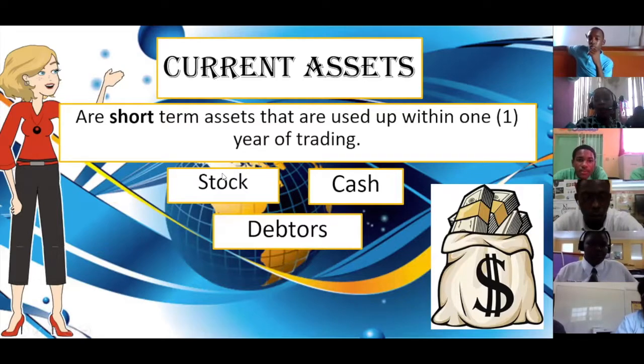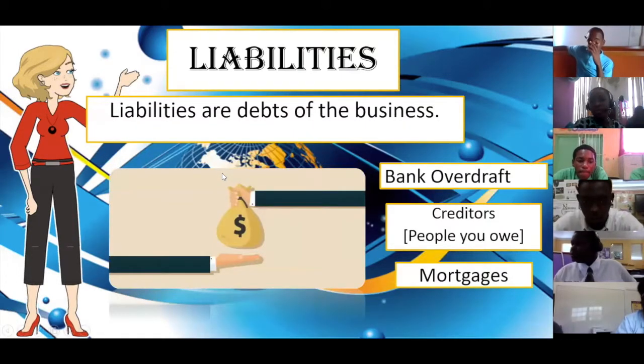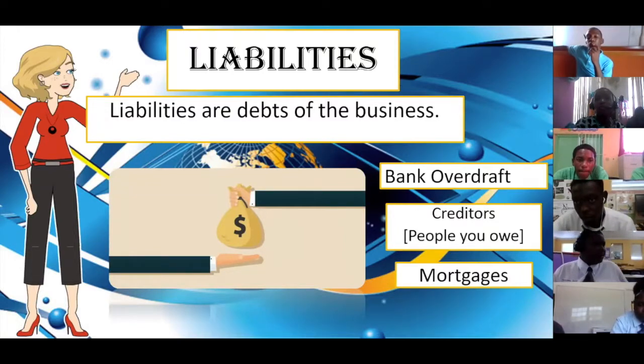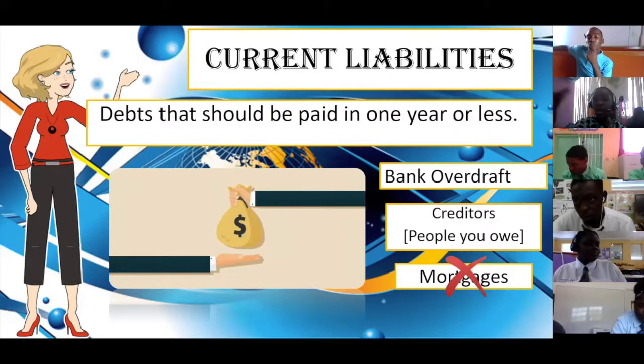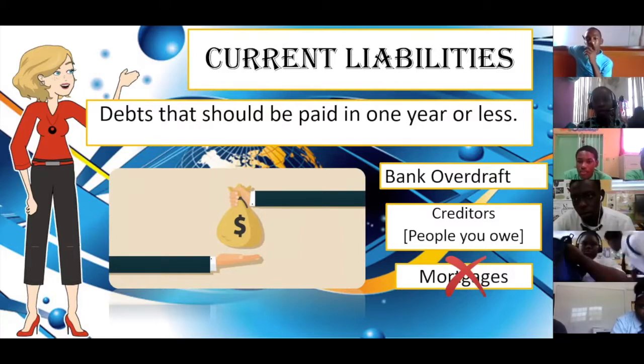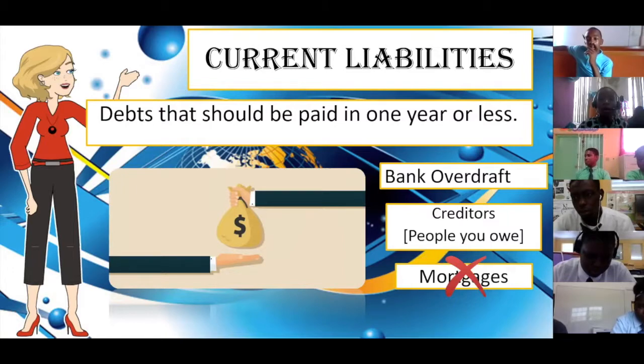And then we have our liabilities, and our liabilities are the debts. These are things that you owe, people that you owe. So you have mortgages, bank overdrafts, bank loans. All of those are examples of liabilities. Your liabilities also have two categories, current or long-term. Our current liabilities are the ones you could pay off within a year. So you have your bank overdraft, short-term loans, your creditors, which are people that you owe. All of those would be under your current liabilities, because you can pay them off in less than a year.